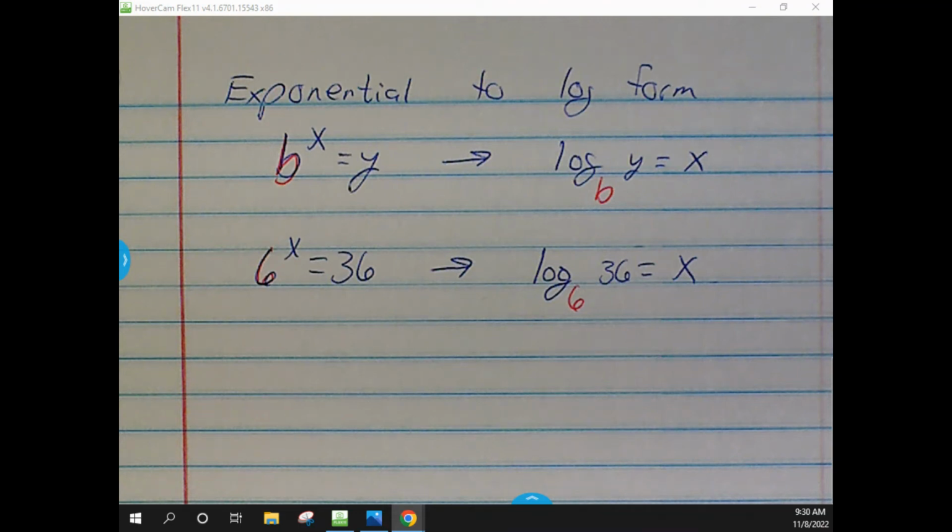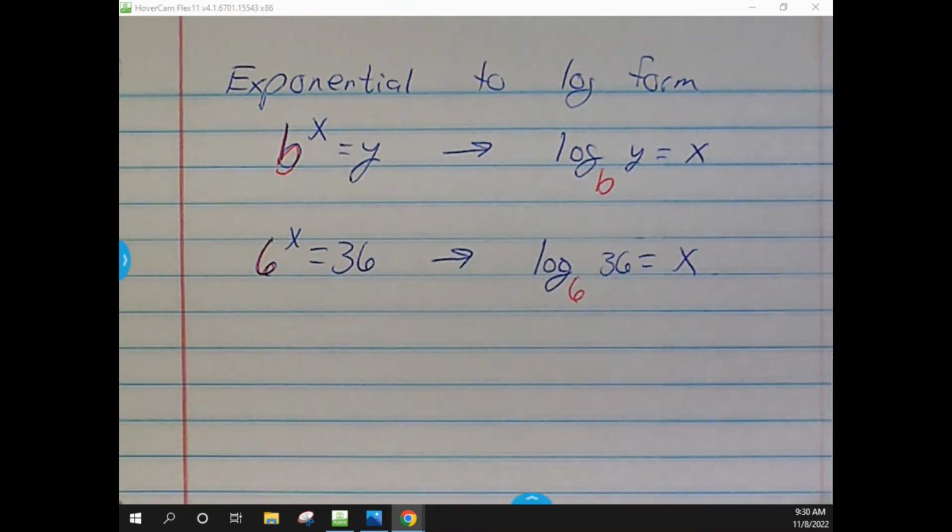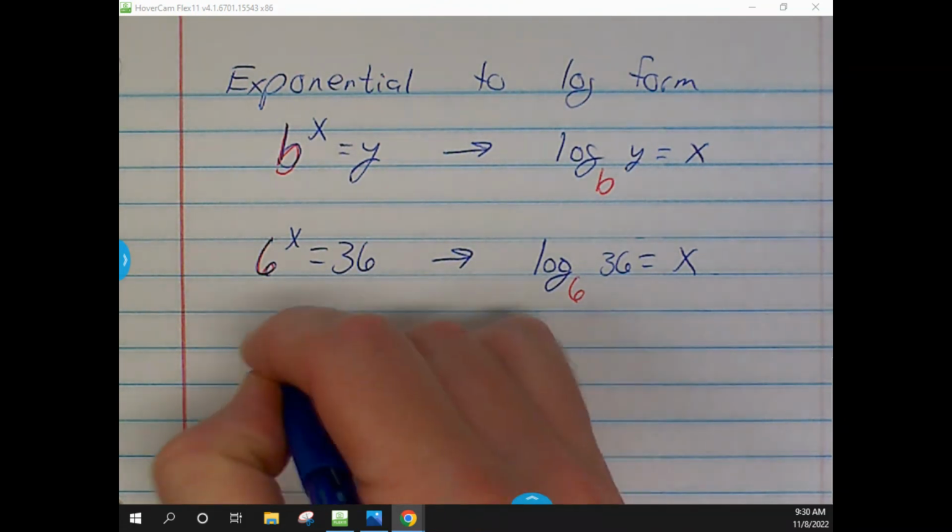And you may be going, well, that's easy, because I know that. Basically, what we're going to eventually do is solve for x. And you go, well, that's easy because I can do 6 squared equals 36. I know that x would be 2. Okay, but we're kind of building up to some numbers that won't be quite as easy.